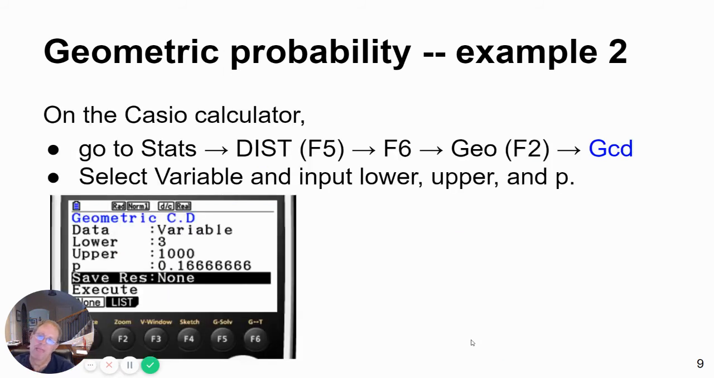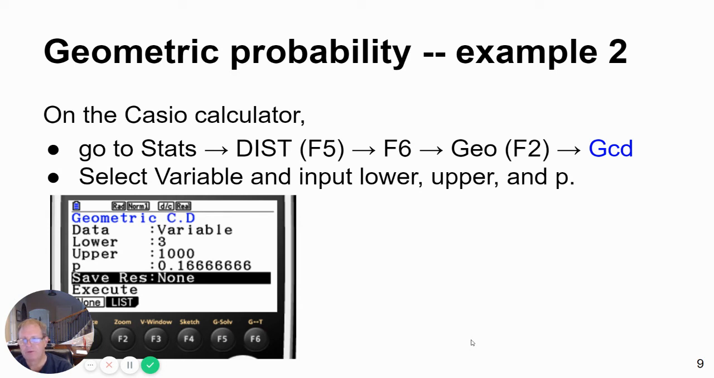I picked 1,000. So let's go and see how this looks on your calculator. Here's your calculator. To get through this menu, you're going to go to stats. That's the second menu. This is a distribution, so hit F5 for distribution. To find the geo, we have to go to the next menu, so hit F6. Now hit F2 for geometric. And now we want to pick GCD. We want the geometric cumulative density function because we're looking for probability over a range.